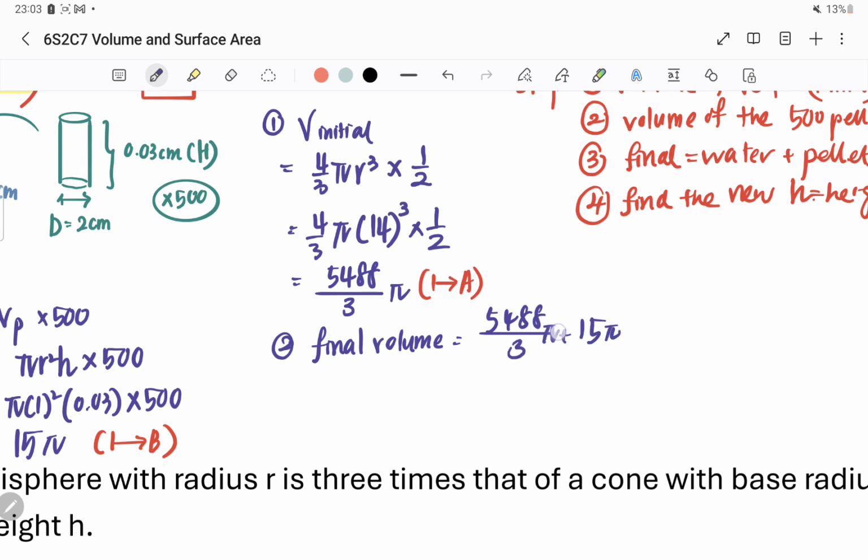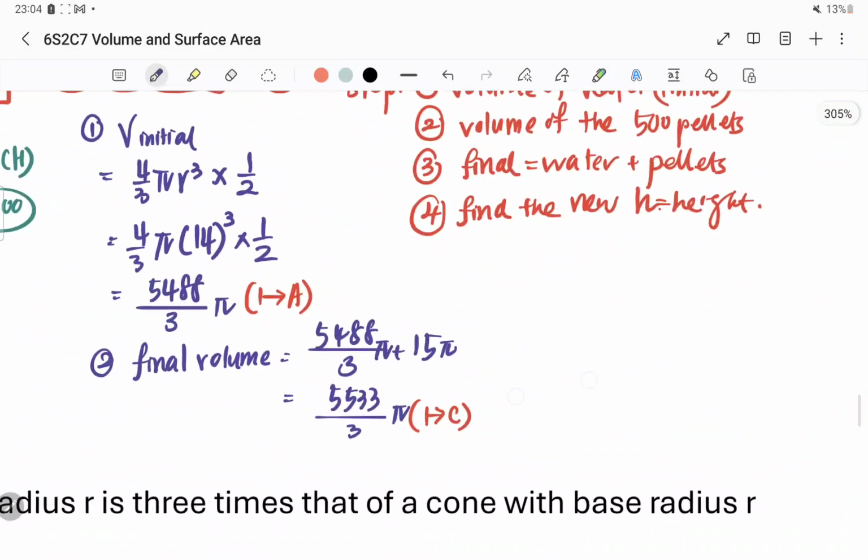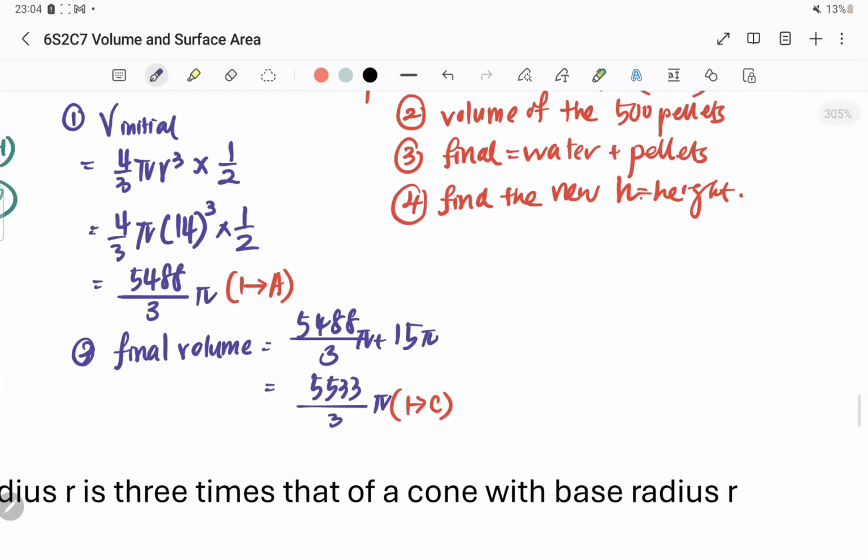Correct now? This one needs pi. So in this case, in your calculator, press alpha A plus alpha B. Then you should get 5533 divided by 3 pi. For now, don't change to decimal. What I want you to do now is save this as C. Okay, save as C.